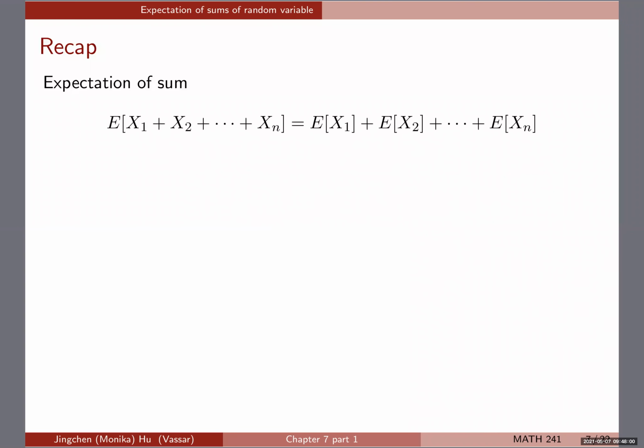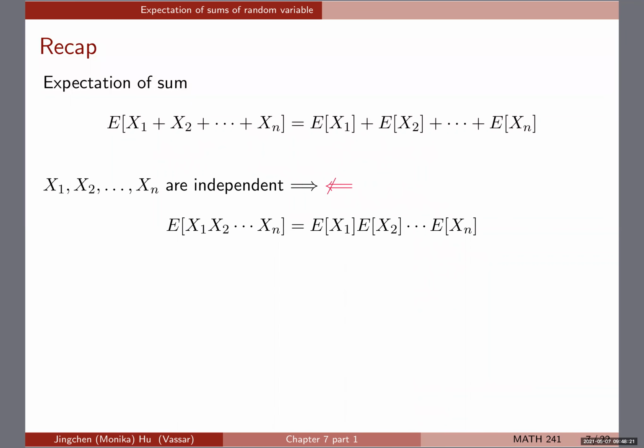Alrighty, so to recap, okay, we talked about the expectation of a sum, okay? We started off with only two random variables, but you can generalize it to any n random variables, okay? And note that here we do not require them to be independent from each other, okay? Working with the sum, they don't need to be independent to use this formula. However, only if they're independent are you able to use the product result, okay? So if X1 through Xn are independent, then the expectation of the product is the product of the expectations, okay?